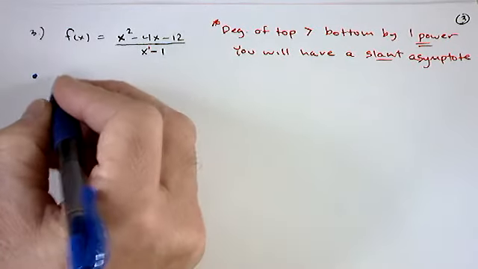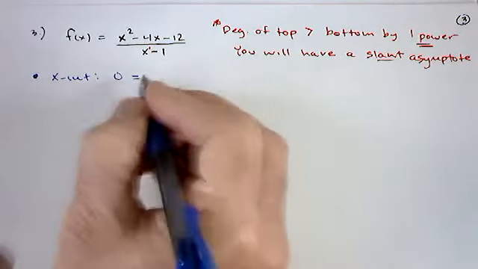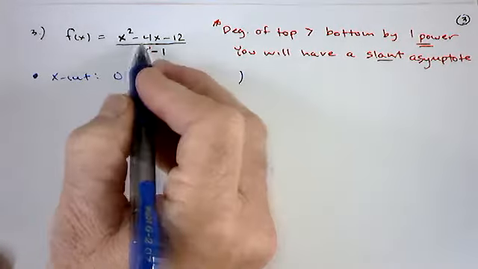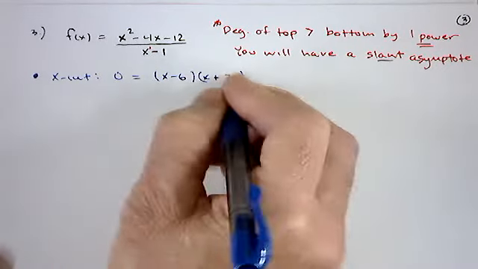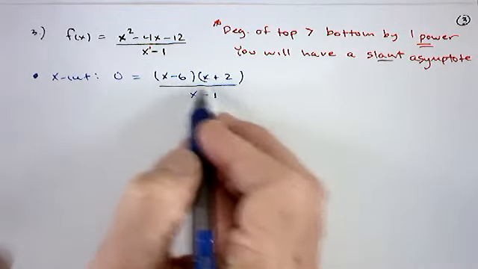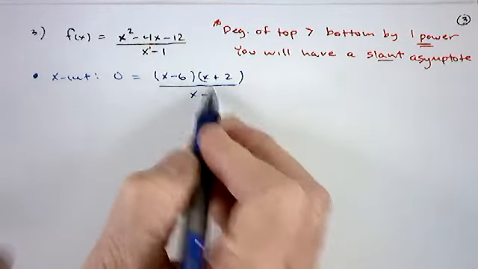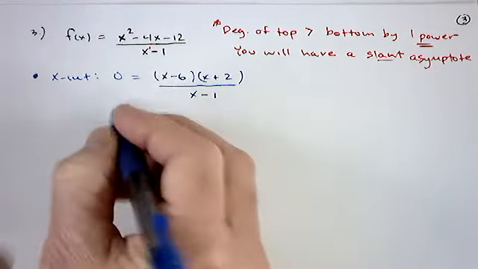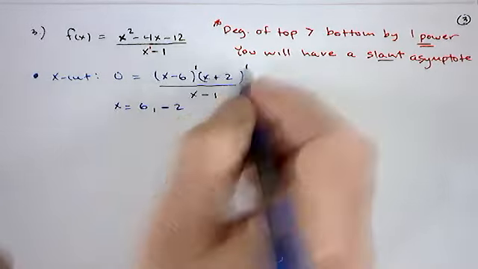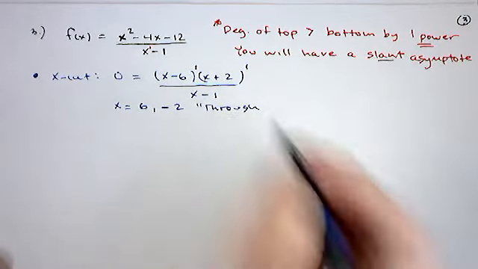So we'll go straight to, let's factor this first to find our x-intercepts, because we'd be setting this equal to 0. The top factors into x minus 6, x plus 2. And nothing cancels here. So my x-intercepts, if I set this equal to 0, it's only going to be the numerator that makes this 0, because I could multiply that over. I'm going to get x equals 6 or negative 2. Both of those coming from odd powers. So these will both be through x-intercepts.